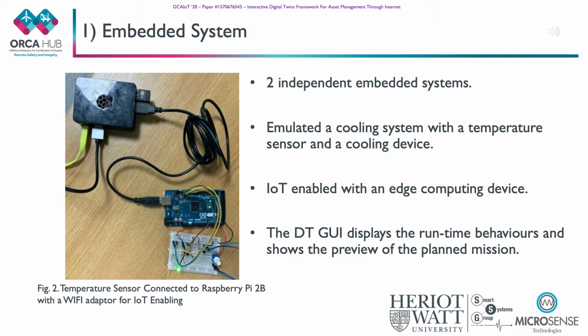The graphical user interface was supposed to display the runtime behaviors such as the temperature reading, the speed of the cooling device, as well as showing the preview of the planned mission. The picture here shows that one of the embedded systems connected to the Raspberry Pi and ready to communicate with the central server.